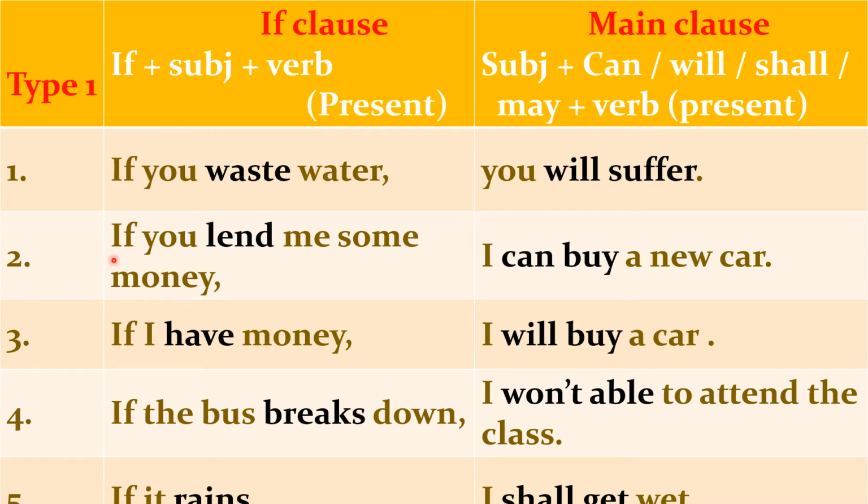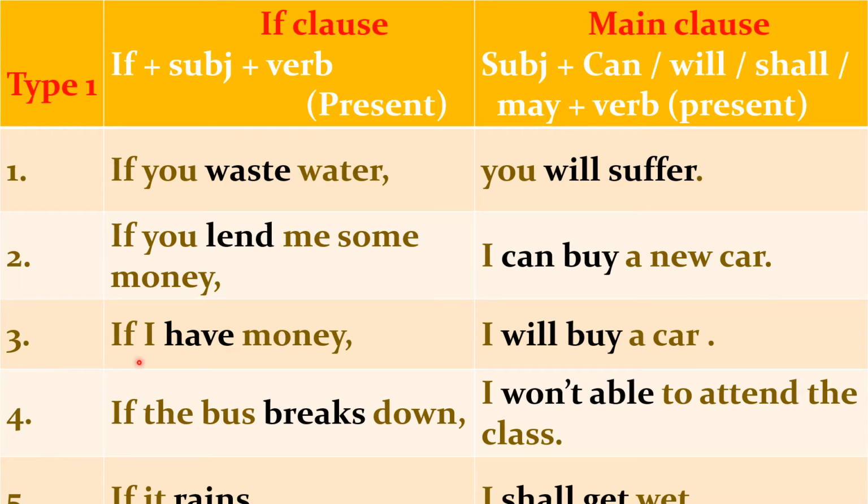See the second example. If you lend me some money, I can buy a new car. If plus subject, you is a subject and lend is in present tense. I is a subject here. Can buy. Buy is in present tense. So the structure of this type 1 is if plus subject plus present tense in the if clause and subject plus can plus present tense in the main clause.